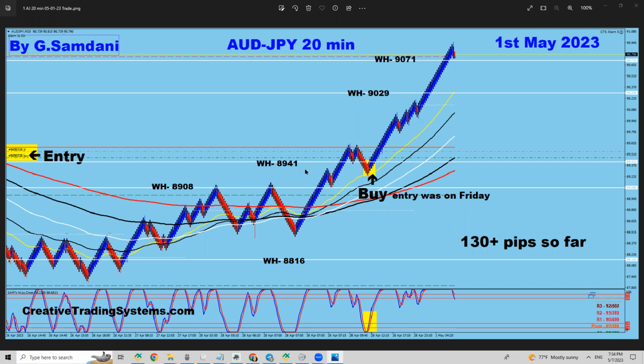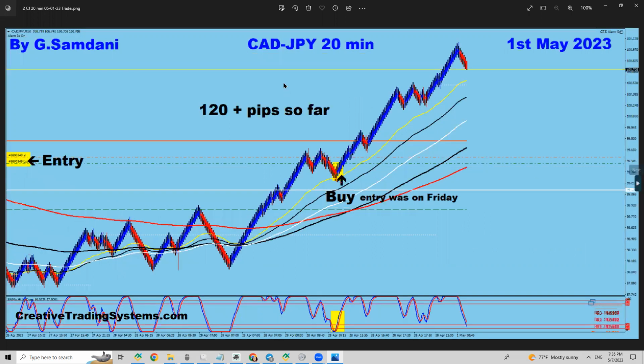Aussie yen, all yen pairs were going to the upside. So this is the first one, Aussie yen, for 130 pip. The entry was last Friday. Moving forward, CAD yen, again, the entry was last Friday. Not this one, this one I'm talking about the 1st May. The 120 plus pip on this one, right?